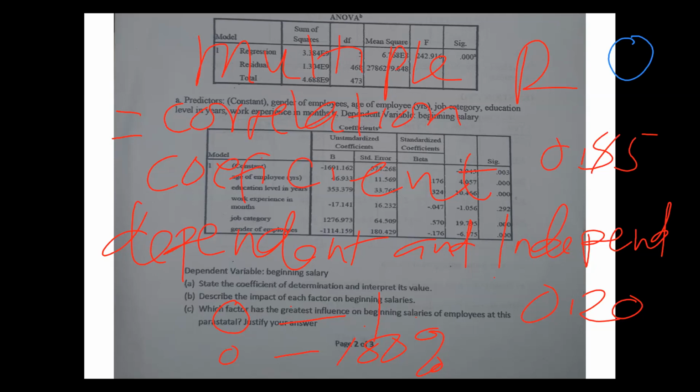But if you find a number that is closer to 0, it means that there is a weak relationship. The number that is closer to 1, there is a strong relationship. So the closer the number gets to 1, it simply means that the stronger the relationship gets to be between the two variables under concern.